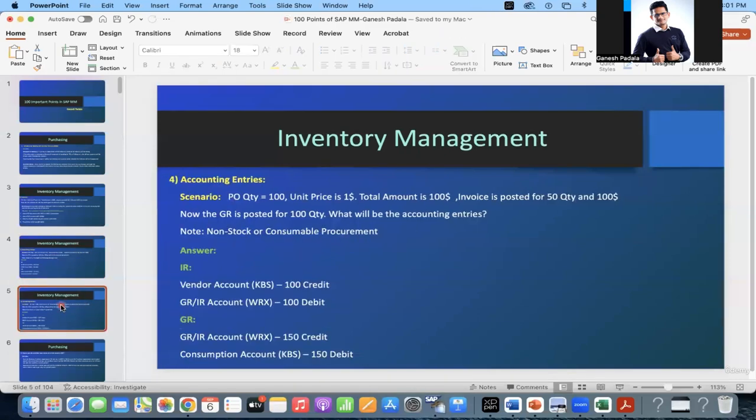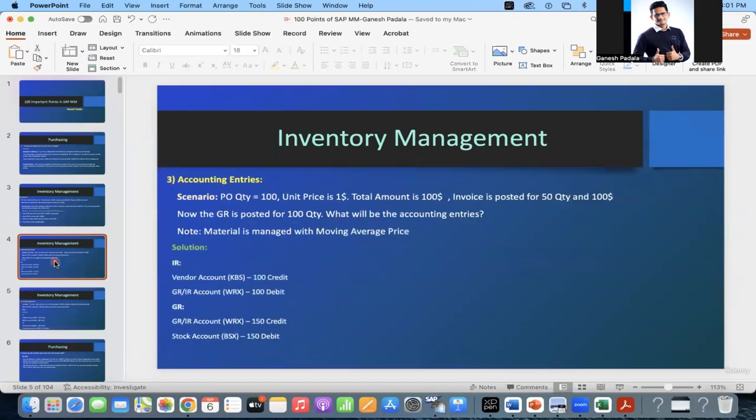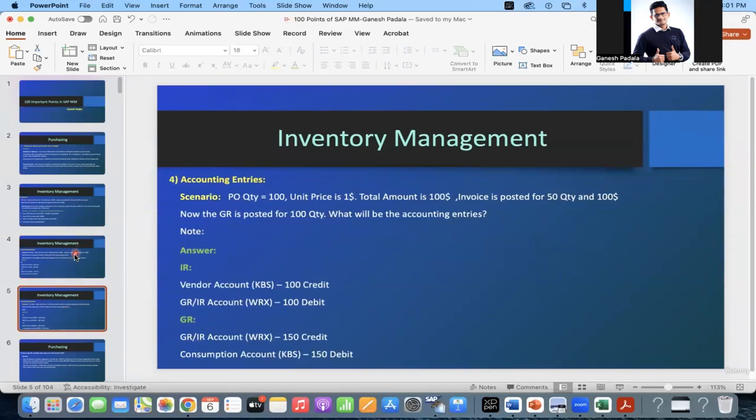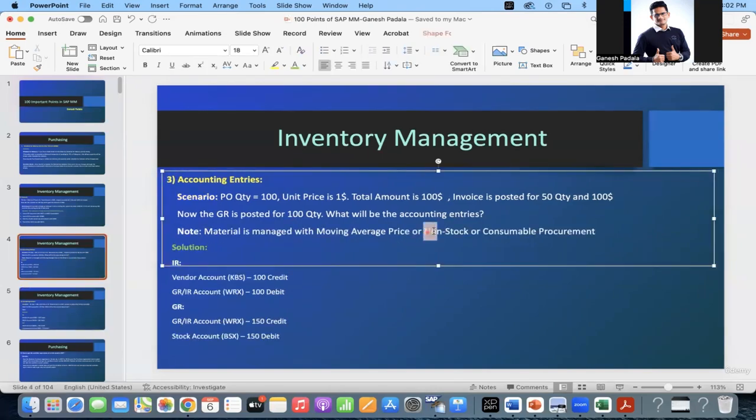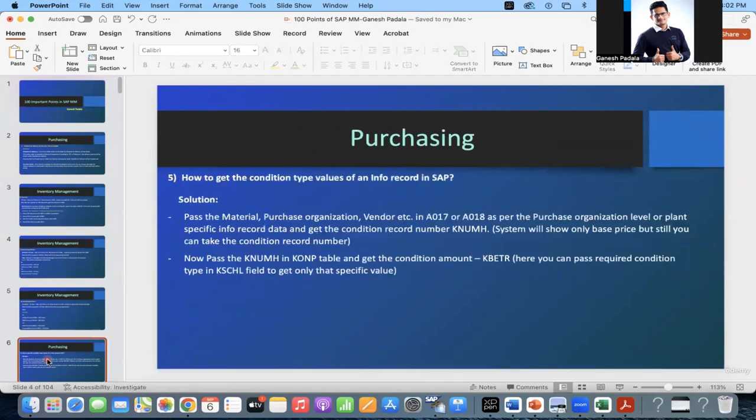Material is managed in moving average price, non-stock or consumable procurement. So we will add this point also here. Consumable procurement. So all the scenarios are different: a non-stock consumable or a material stock managed with that one. But accounting entries wise, it will be similar. So we can consider both as similar things, but the scenarios were different, like how it was mentioned. But at high level, we can consider both are similar.